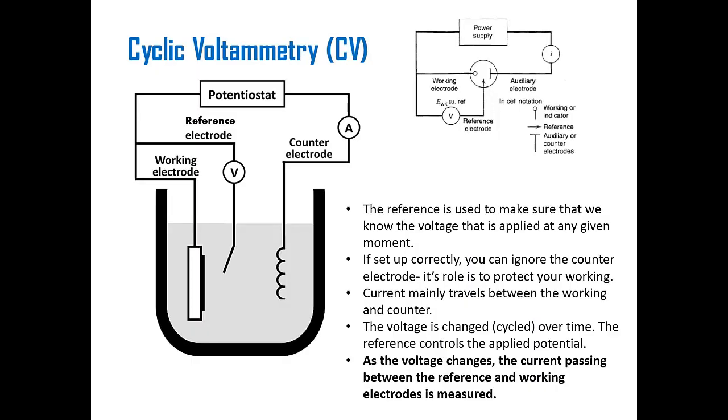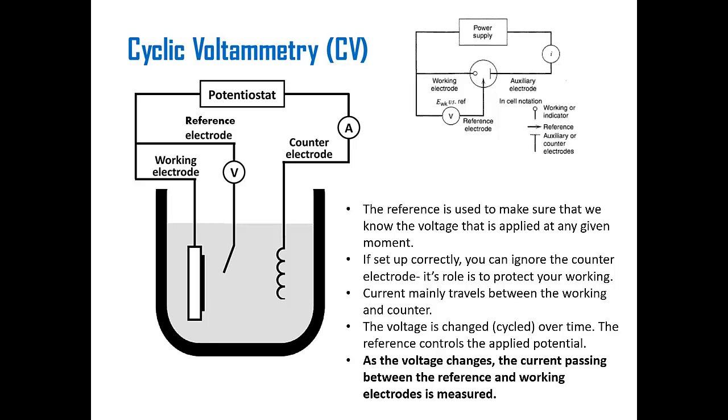Alright, this method is called cyclic voltammetry. It's one example of how electrochemistry is used in the real world of research and in industry. In this case, the reference is once again used to make sure you know the voltage that's applied at any given moment. If it's set up correctly, you can ignore the counter electrode, and the current mainly travels between the working and the counter electrode, but the potential is what is interesting here, because as chemistry happens, the potential difference between the working and the reference is going to be directly due to the current that flows between those two.